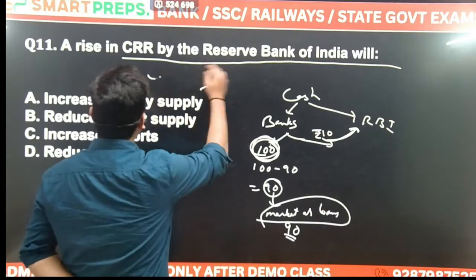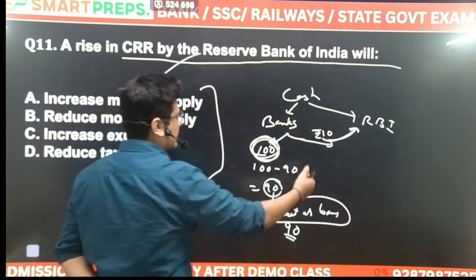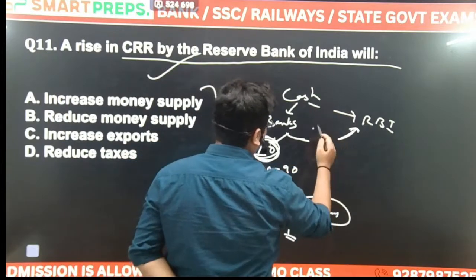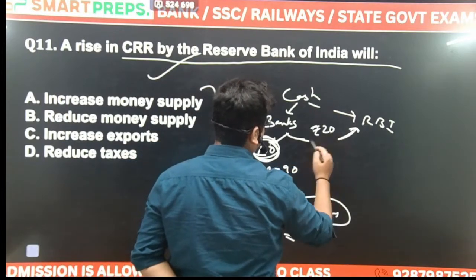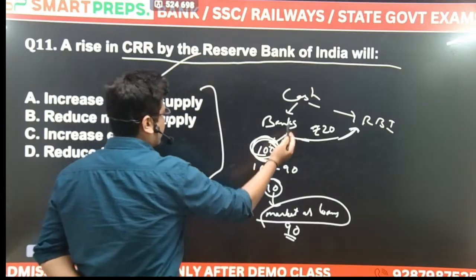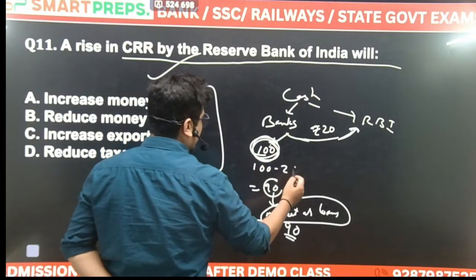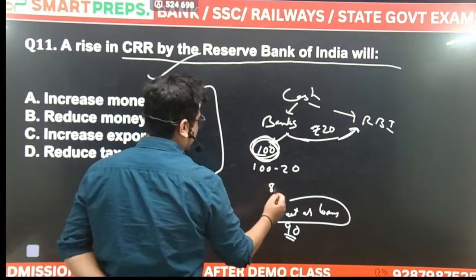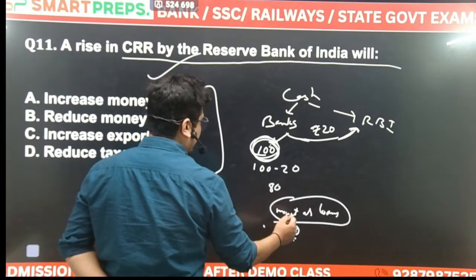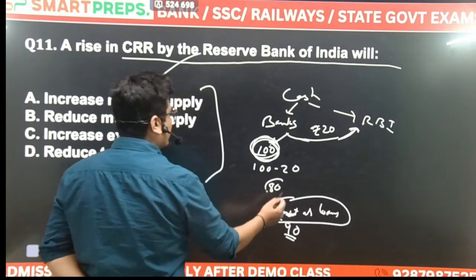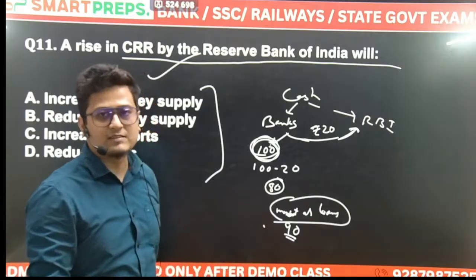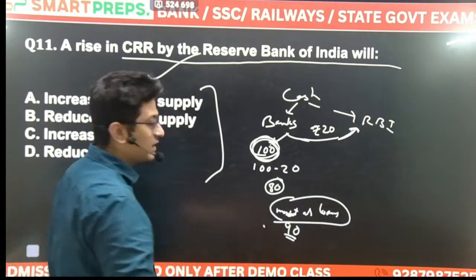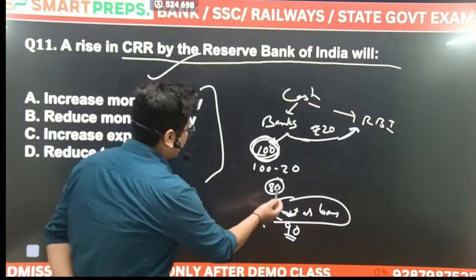It is said if the CRR is increased. Now RBI said no, 10 रुपये रखने से नहीं होगा. You have to keep 20 rupees as CRR. That means from 100 अभी कितना चला गया? 20 rupees चला गया. बचा कितना? 80. तो पहले बैंक के पास 90 rupees था, which they can give away as loan. Now they have only 80 rupees.